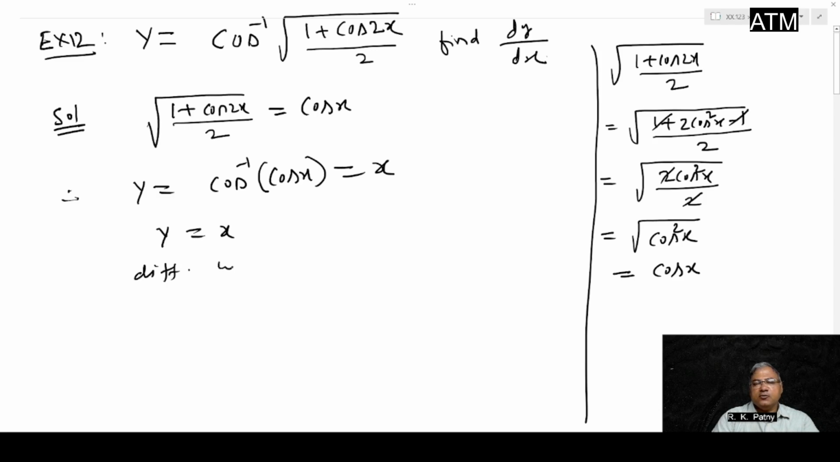Differentiating with respect to x, therefore dy by dx equals the differentiation of x with respect to x, that is equal to 1. This is the required solution.